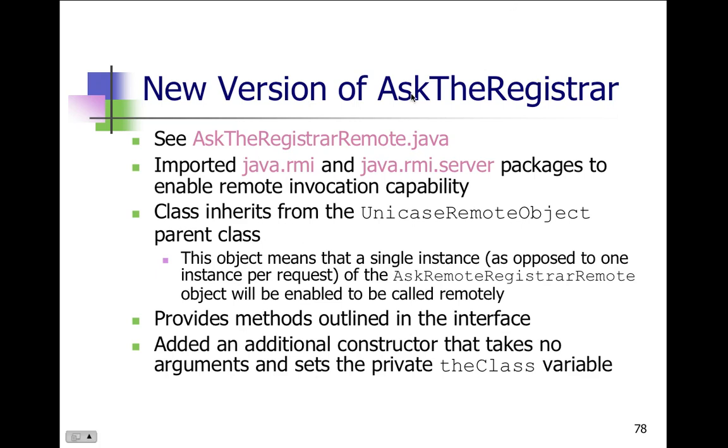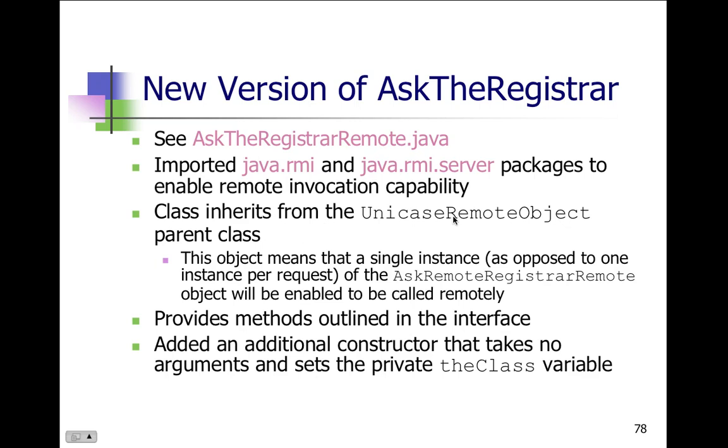So we're going to see the ask the register remote. This is also available in the source code file. We have to add two things to it at the top. We have to add the import for the RMI and also for the RMI server package, because we're creating a server object. So the package is to enable the remote invocation capability. Also, we need to inherit from UnicastRemoteObject as well. So in terms of the parent class, we're no longer inheriting from object. We're making a remote object, which is a slightly different type of object.